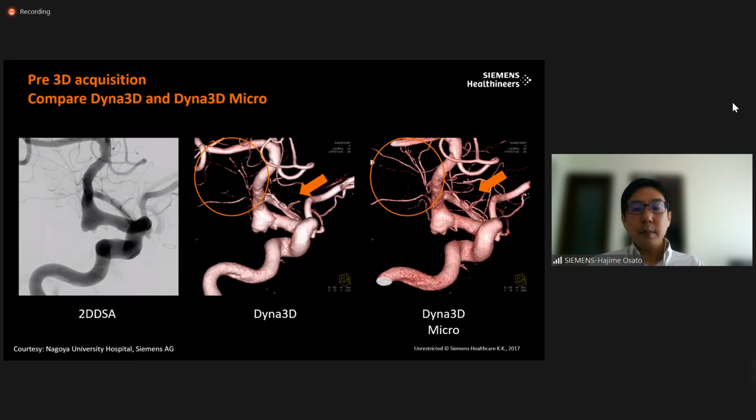Okay, for intracranial vessels, the doctor confirms the penetrating branches, which must keep their vessel flow. If these important vessels are occluded, some neurological symptoms occur. So that's why high resolution imaging is required in the pre-3D acquisition.